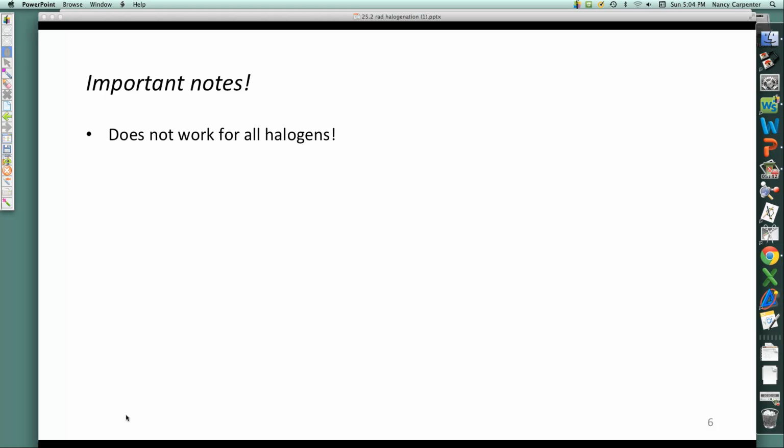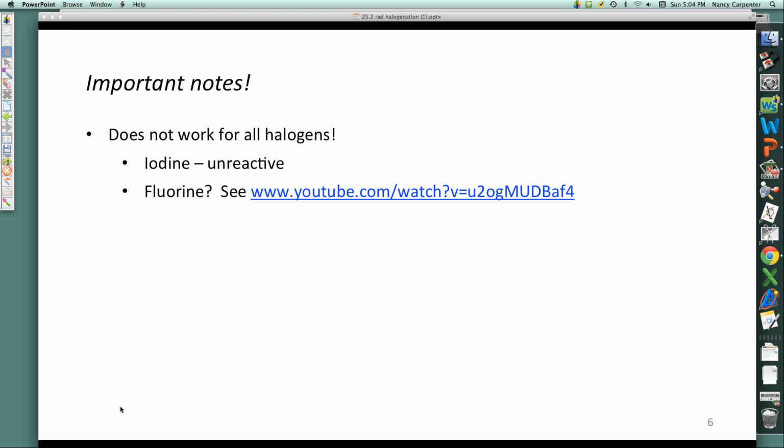Important notes for this reaction. The book stresses this, I will too. This really only works for bromination and chlorination. Iodine is far too unreactive, and fluorine is kind of the other end of the spectrum. You will see for yourself just why you might want to run away from fluorine chemistry by checking out this YouTube video. Very instructive.